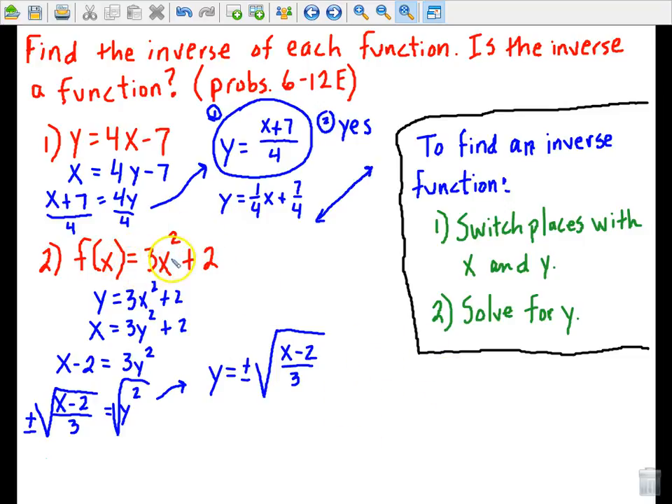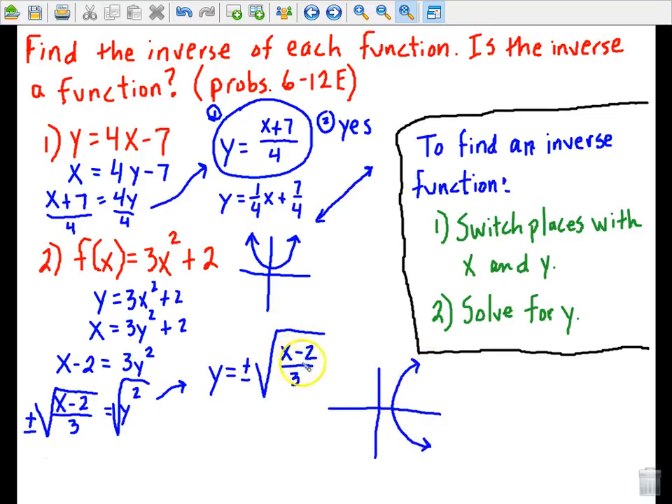Without getting into an elaborate graph, if we did graph this given function, it would look something like this. It's a parabola that opens up. It's 2 units up above the origin, up the y-axis. So that's a rough sketch. Well, the inverse of this is like taking this parabola that opens up, if we were to graph it, and it lays on its side opening to the right.